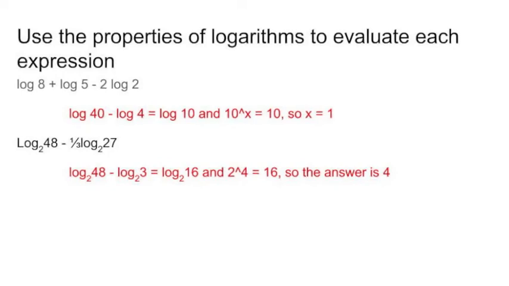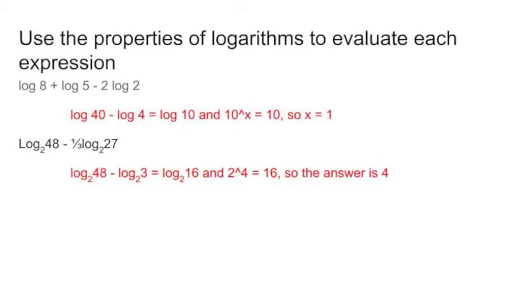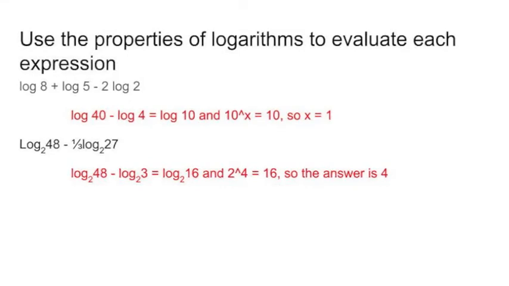So we can do that again. Let's look at the second problem there in black. Log base 2 of 48 minus 1/3 log base 2 of 27. Well, we can use the power property and move that 1/3 to the exponent of 27. 27 to the 1/3 power is the same as the cube root of 27, which is 3. So now we have log base 2 of 48 minus log base 2 of 3.